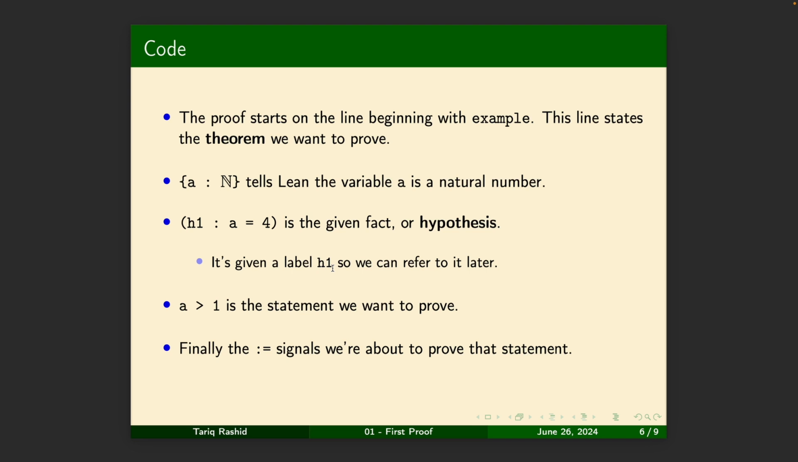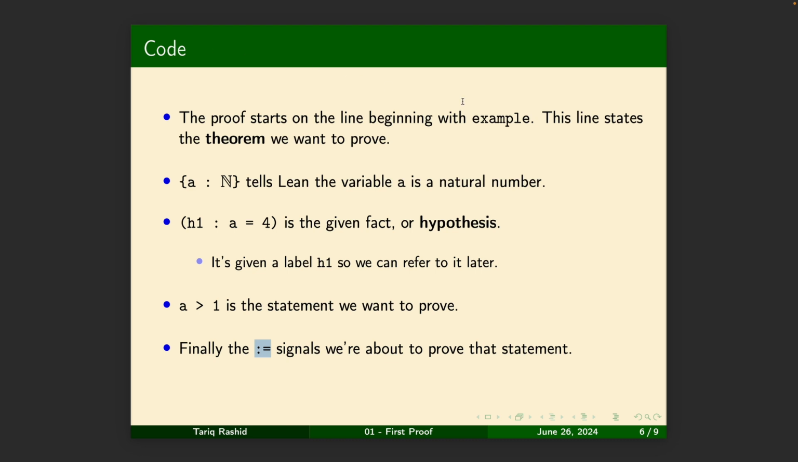So if you want to download the slides for later reference, you'll just see a summary of what we've said. So the proof starts with a line stating the thing we want to prove with a declaration of what the variables are, whether they're natural numbers. The hypothesis is given as well. We happen to give it a name, H1, so we can refer to it. And then the statement we want to prove. And we also mentioned that this thing signals that the thing on the left is going to be proved by the thing on the right. Don't worry if you don't remember all of that. We will keep seeing it again and again.